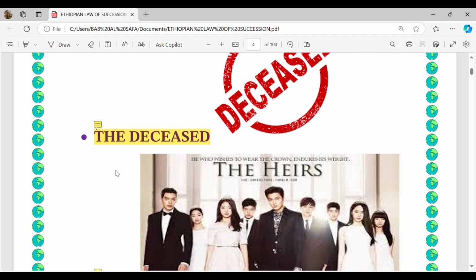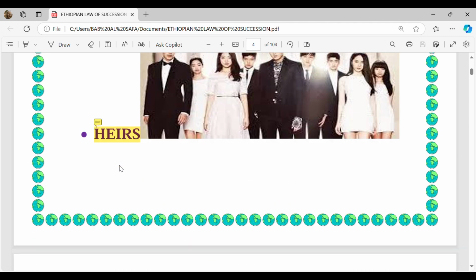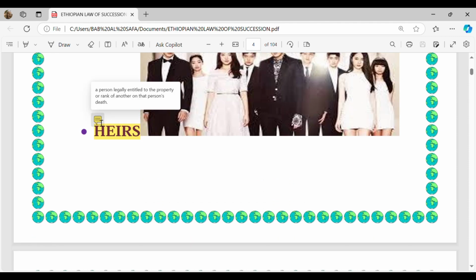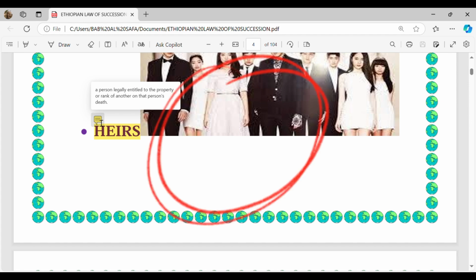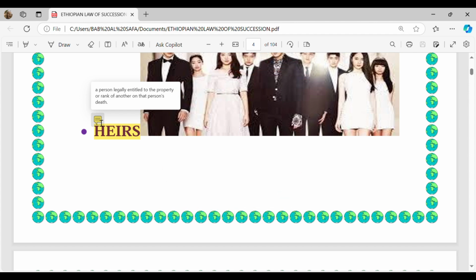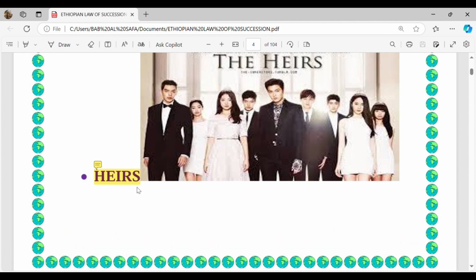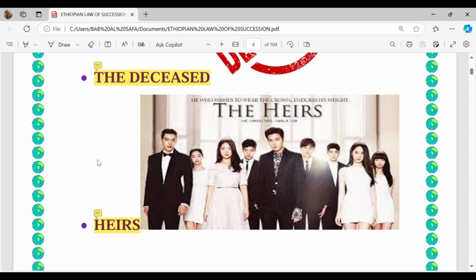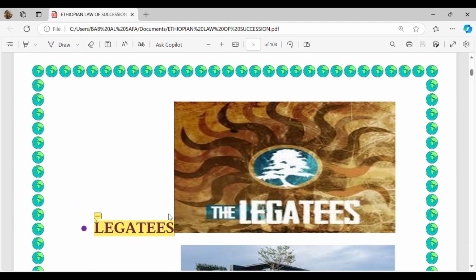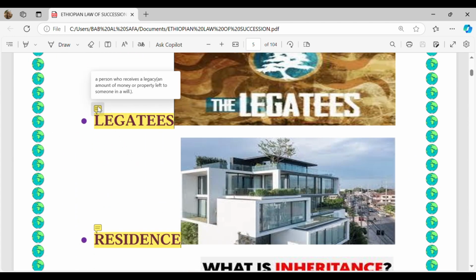The second term is the deceased. By the deceased we mean someone who is no longer living, the dead person. The other important terminology which is intrinsic to the law of succession is heirs. Heirs are those persons who are legally entitled to the property or rank of another on that person's death, the ones who have the full right and are entitled to take part in the devolution of the succession of the deceased person. And the other one is legatees. A legatee is a person who receives the legacy.